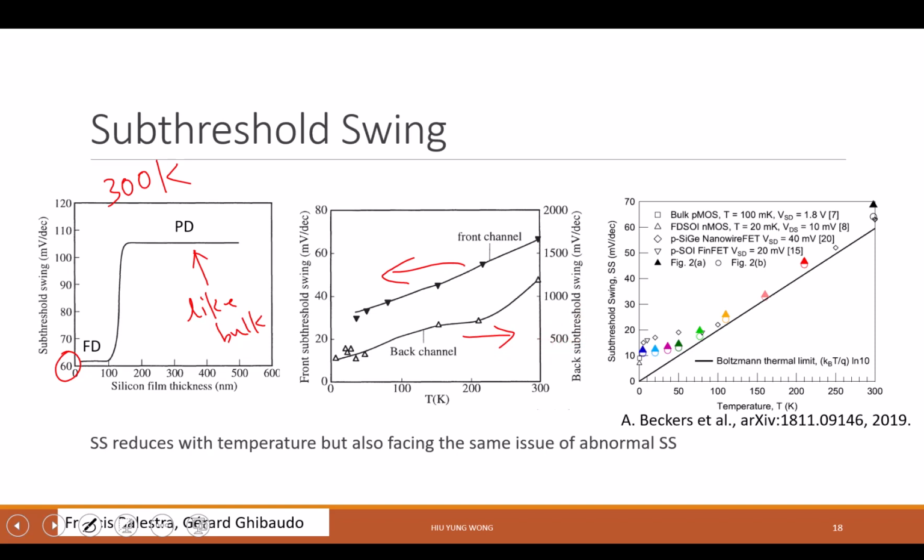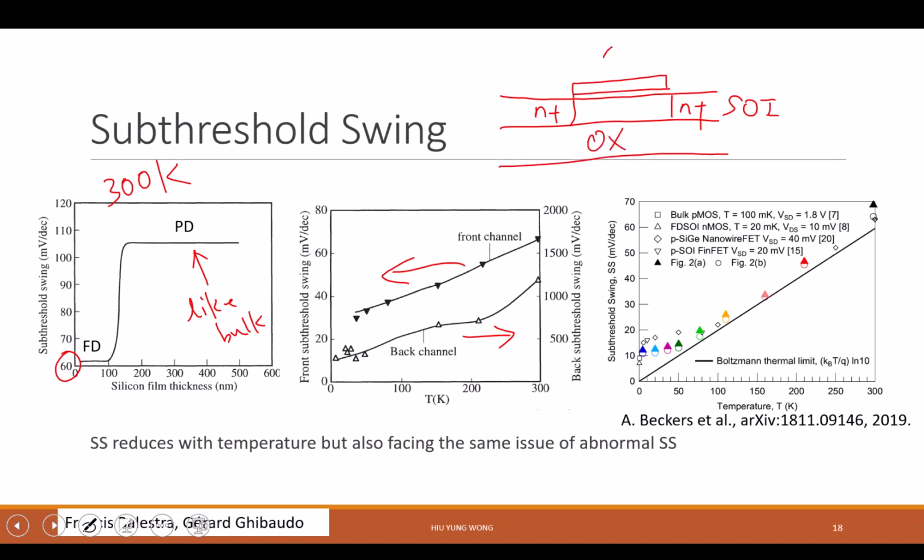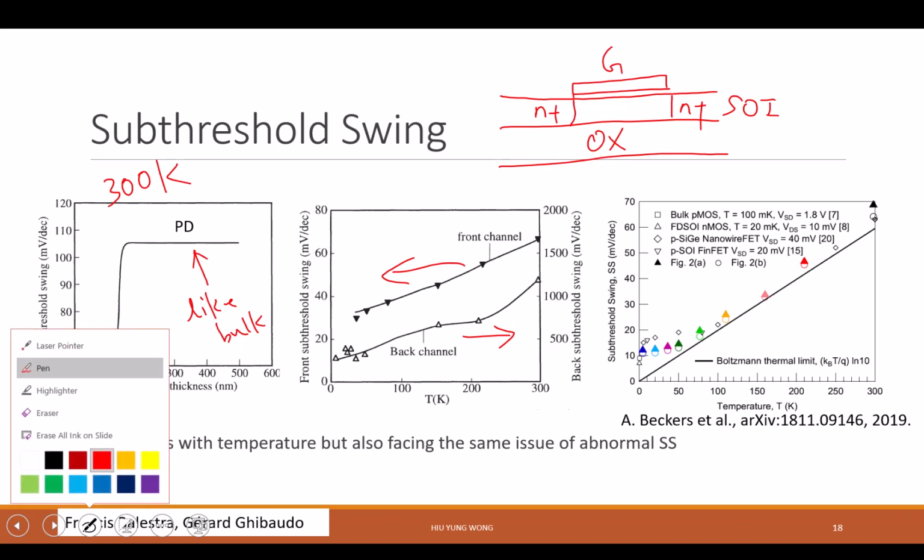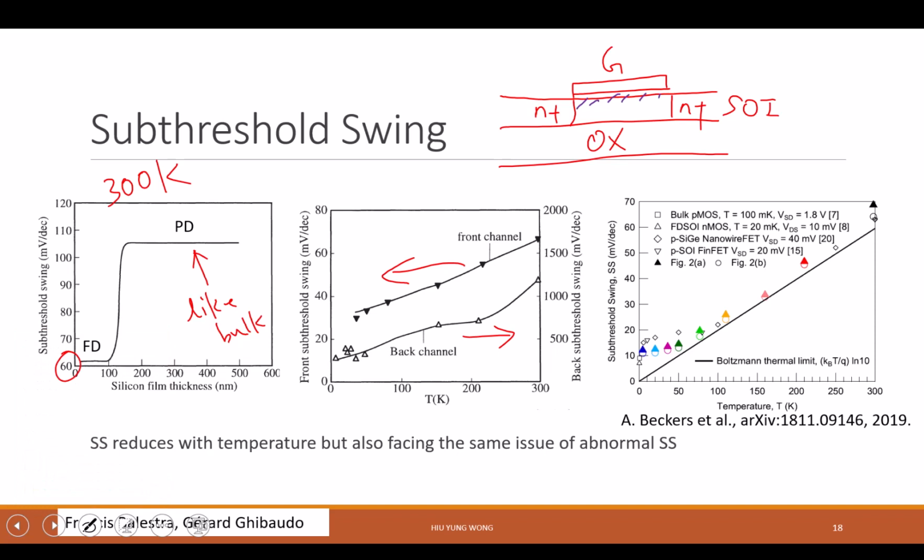So let me emphasize. This is SOI. So you have N plus, this is N plus, then you have a buried oxide, and then you have a front oxide. So what is the front channel? This one is the front channel, and you can form a channel here. No one says that this cannot be the channel, although it's lousy. That is the bad channel. But when you reduce temperature, it gets better. That is good. However, you still have the abnormal subthreshold swing.